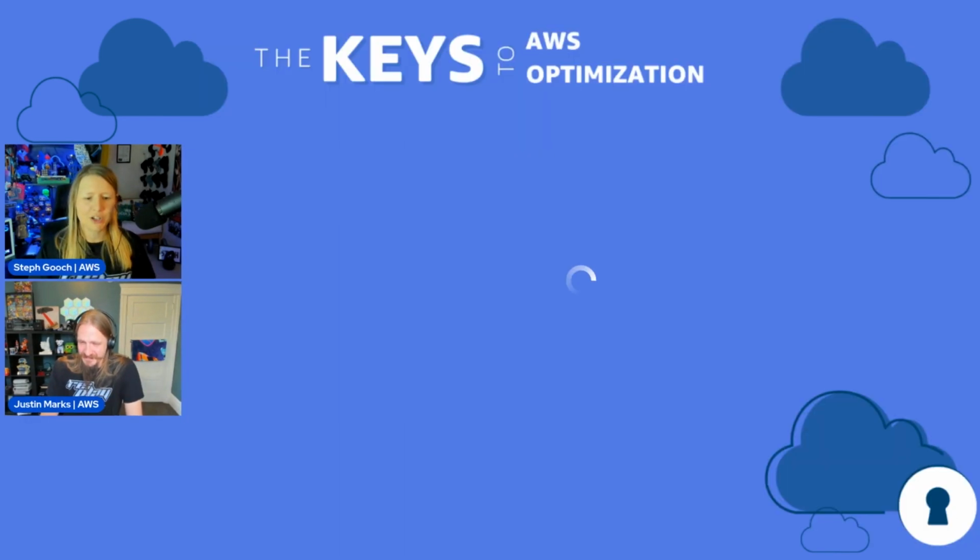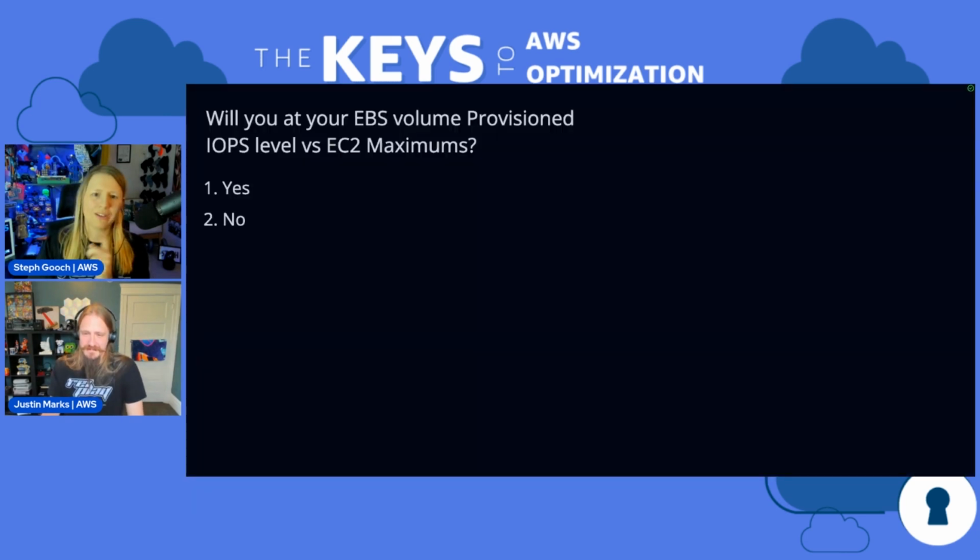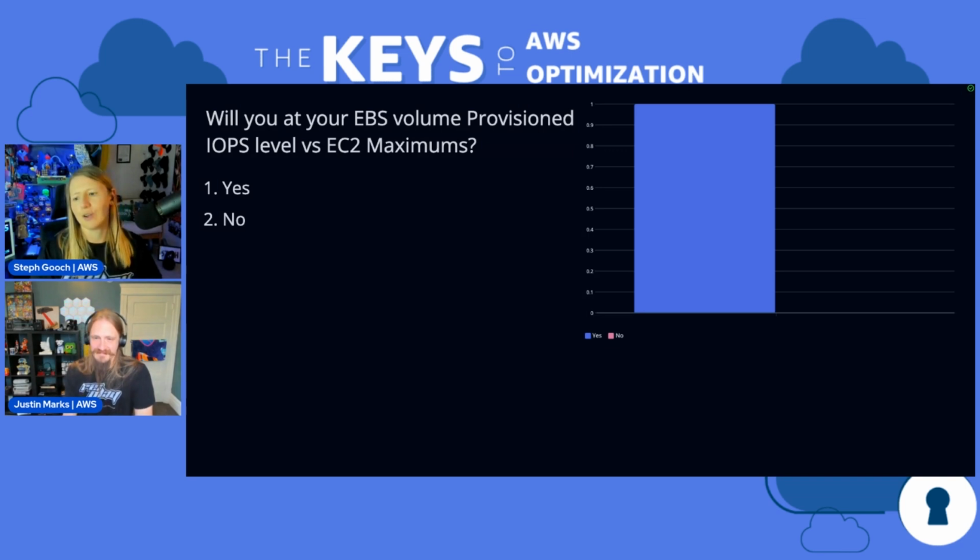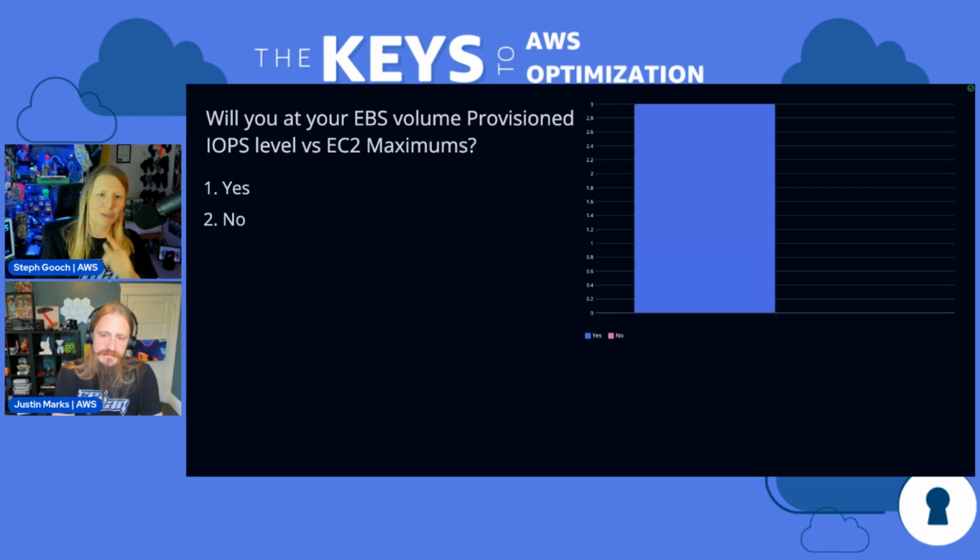One more question, guys, in the chat. Will you look at your EBS provisioned volumes versus your maximum one? I expect everyone to be saying yes in the chat. 1 for yes, 2 for no. We've got about 2 more minutes before we wrap up. Anything else that we want to cover? But yes, people are saying yes, this is what we want to hear.